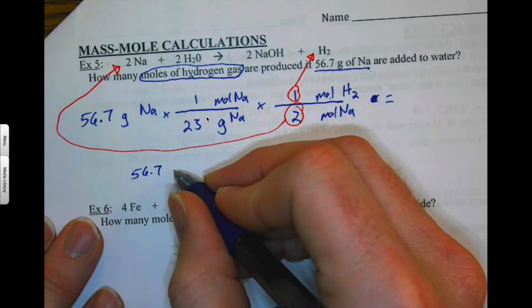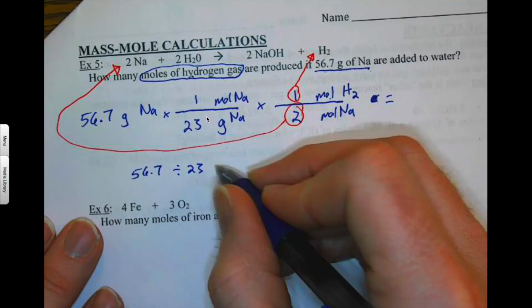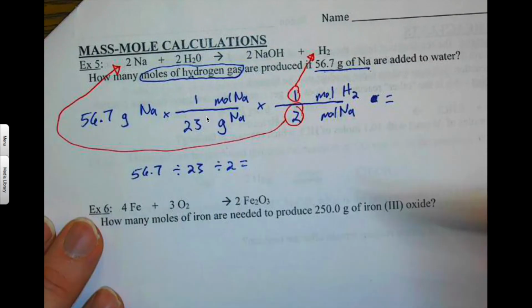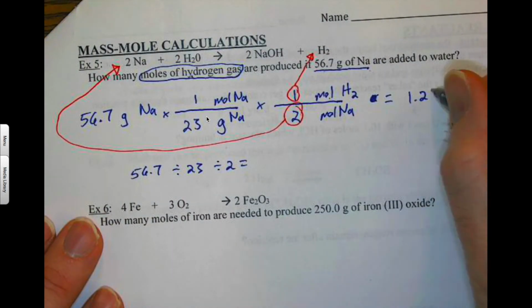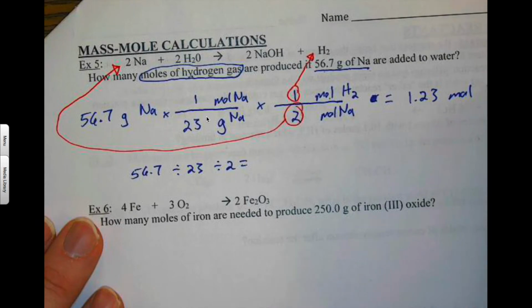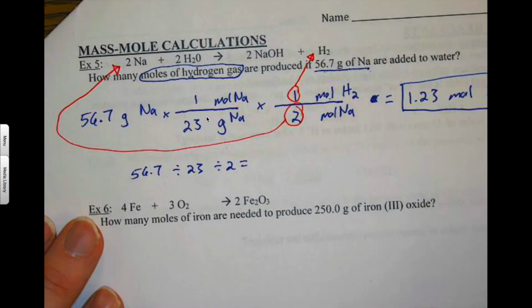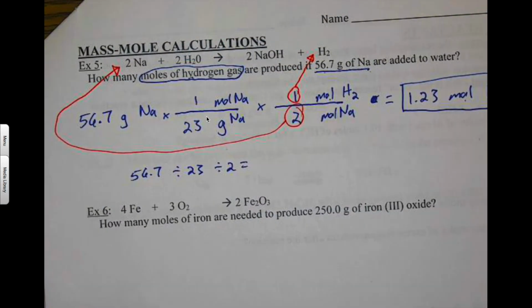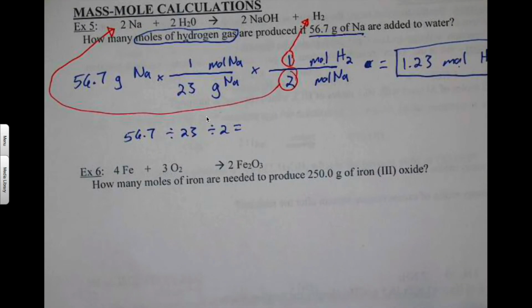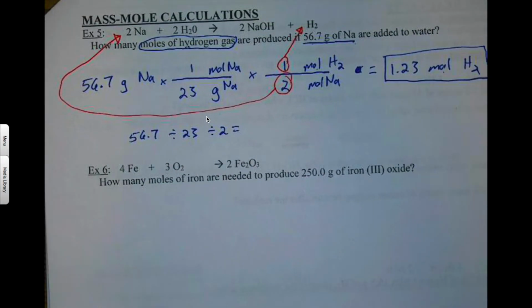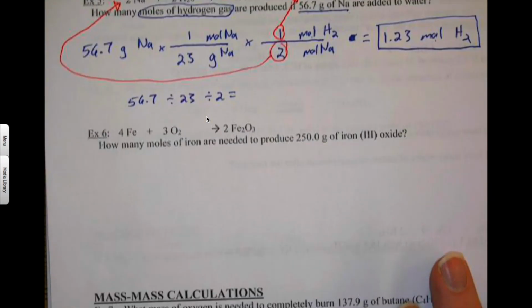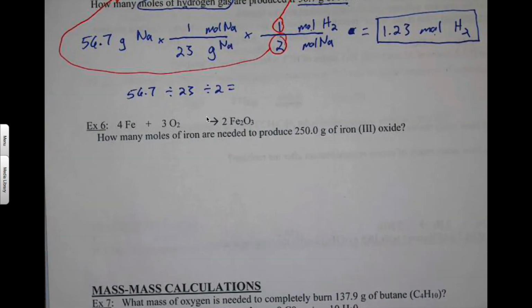So you're going to take 57, you're going to divide by 23, and you're going to divide by 2, and you're going to hit the equal sign, and you're going to get 1.23 moles of H2. Okay, make sure you put the unit and substance at the end. Keeping the substances in your work is absolutely critical. Okay, you probably can't see it too much. It's zoomed in too much. All right, so go ahead and stop and try this next one.